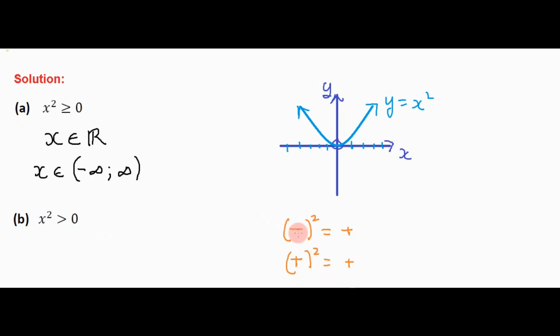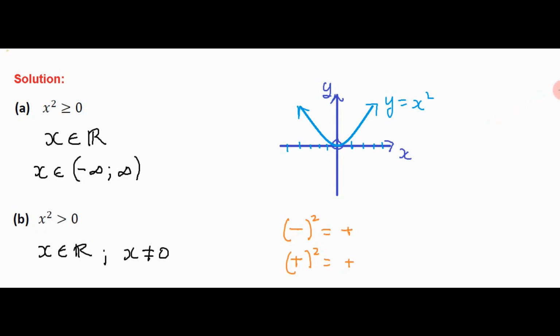Now, we can see that any negative or positive real number squared will give a positive, so will satisfy this inequality. 0 squared won't satisfy the inequality because 0 squared is 0, and we want the answer to be strictly greater than 0. So then, x will be an element of real numbers, but x cannot be 0. And just to reiterate, x cannot be 0 because 0 squared won't give us a positive answer. It will give us 0.